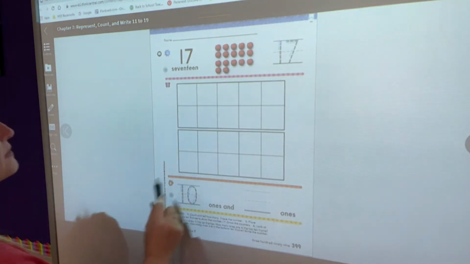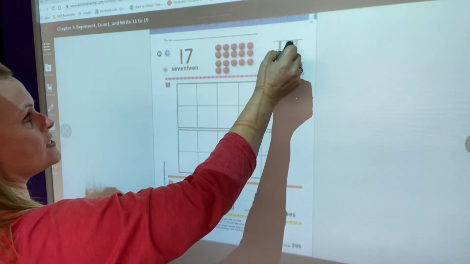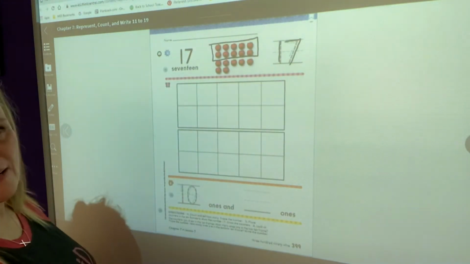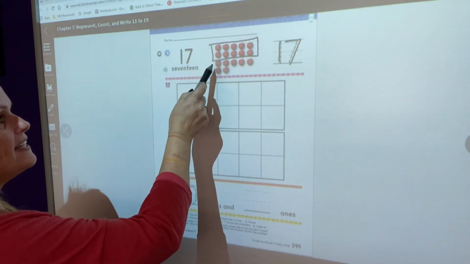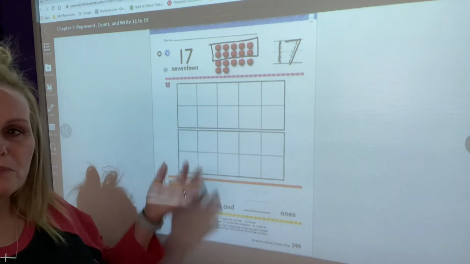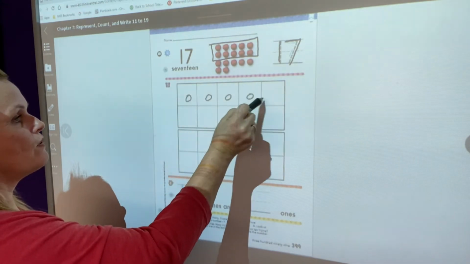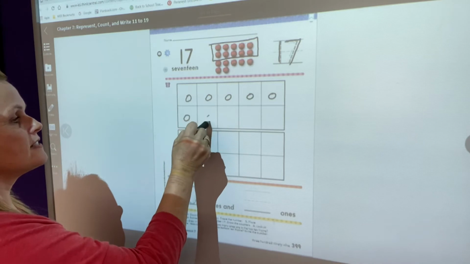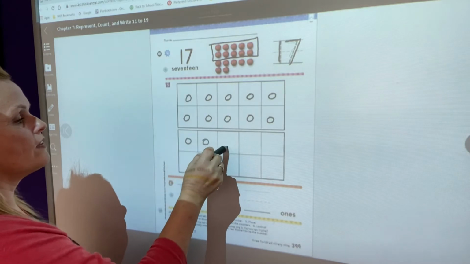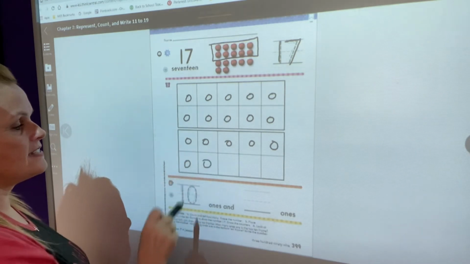We're using red apples today to count to show that there are 17 objects. Go ahead and trace your 17, your 1 and your 7. I like to do that rectangle to help me remember that's 10. Let's go ahead and count them, 10, 11, 12, 13, 14, 15, 16, 17. Let's move them down into our 10 frame. With counters, 1, 2, 3, 4, 5, 6, 7, 8, 9, 10, 11, 12, 13, 14, 15, 16, and 17.